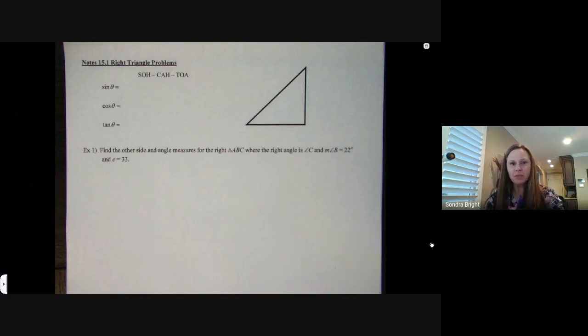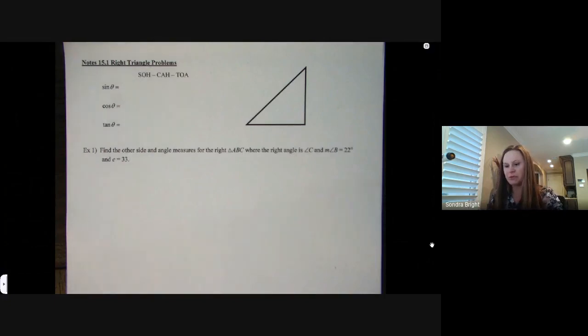Okay, so chapter 15, we're going to start with right triangle problems. Yay, you've been dealing with those for a while. I did attach the notes for this day. You do not have to print them out. It is definitely not necessary. You can take notes on your own paper, but if you want to, you can print out the attachment that I included for today's notes.